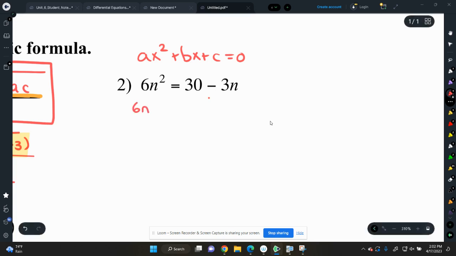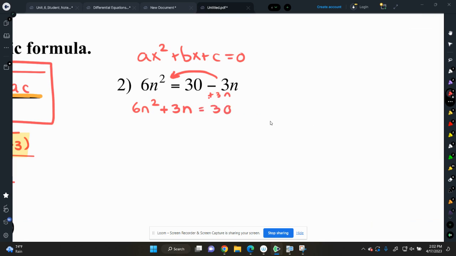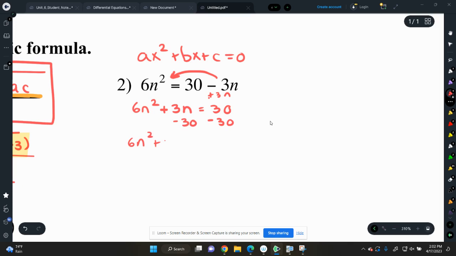Okay, 6n squared. In order to move that minus 3n over, I have to do the opposite. So instead of minus 3n, it is plus 3n. Okay, we add 3n to both sides. Now I've got to move the 30 over. So what do I do to move that over? Subtract 30 from both sides. So we get 6n squared plus 3n minus 30 equals 0.